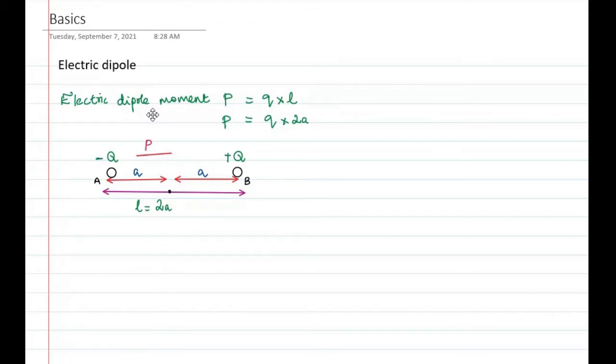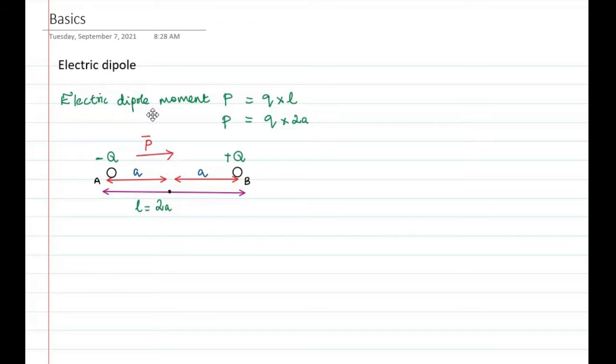This is the representation of the dipole moment. The electric dipole moment is a vector quantity, and its direction is from the negative charge to the positive charge. So the electric field direction will be opposite to the dipole moment.